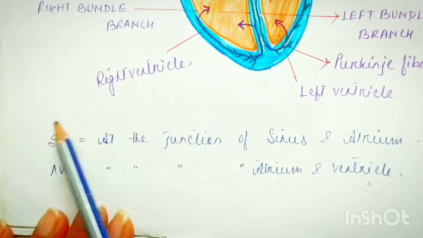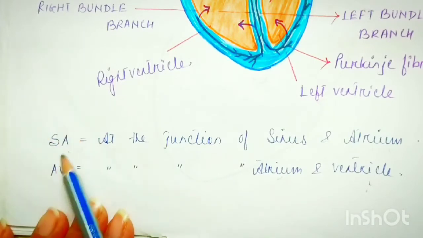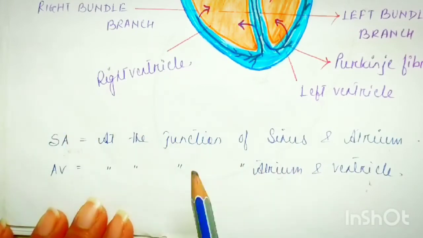The SA node is the largest nodal tissue and it is known as the pacemaker of the heart. Why it is called the pacemaker of the heart, I will explain in my next video.